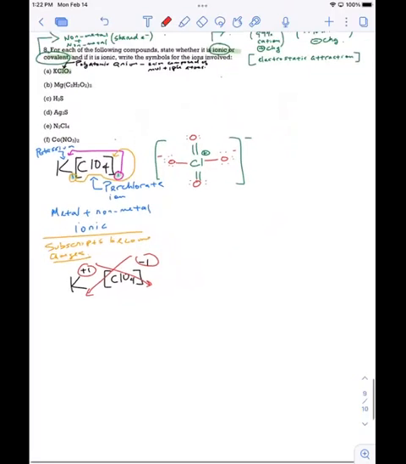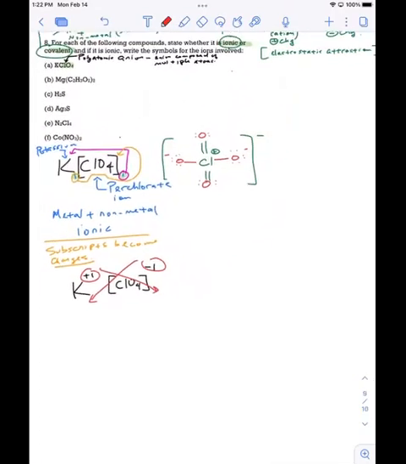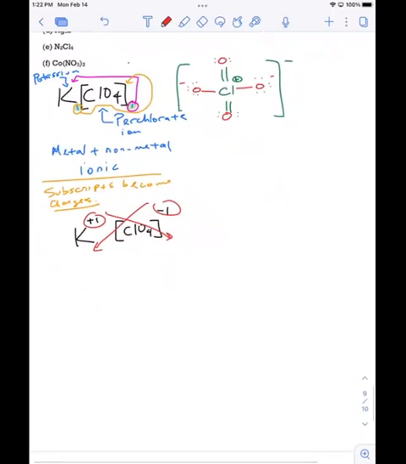All right, let's do the next one. Here's the thing about why this happens like this. If the compound itself is neutral, then that means the charges have to cancel each other, right? So since K is +1 and perchlorate is -1, it only takes one perchlorate anion to satisfy one potassium cation, right? In the next example, that's going to be different.